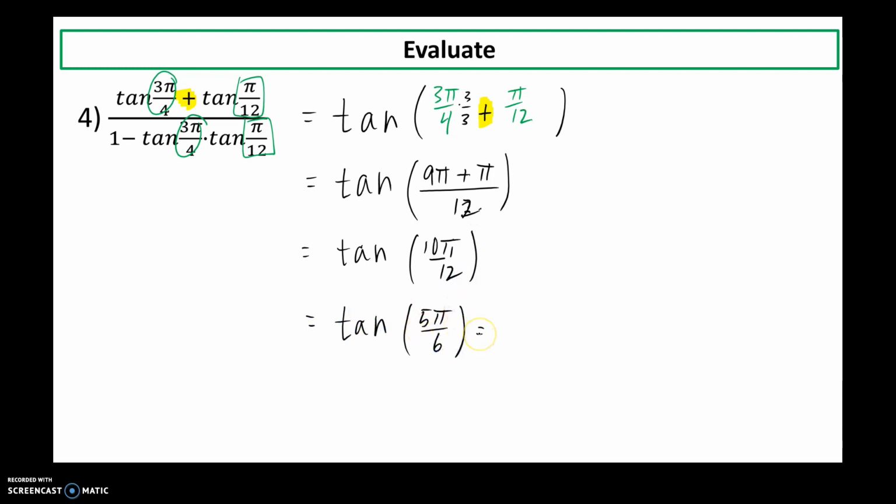Now you actually have to evaluate it. So my reference angle is pi over 6. 5 pi over 6 is a quadrant 2 angle. Tangent is negative. And the tangent of pi over 6 is square root of 3 over 3. So that would be my final answer for number 4.